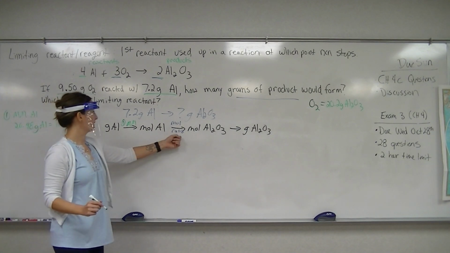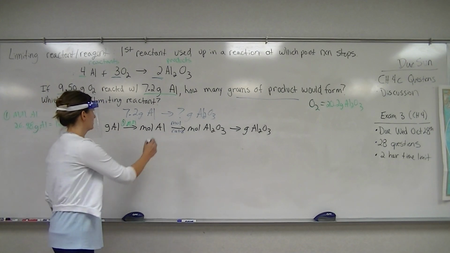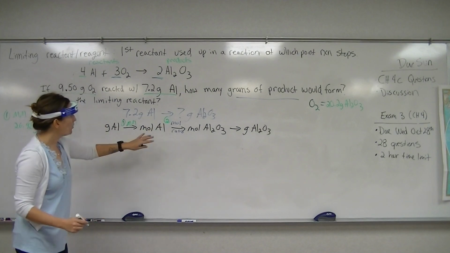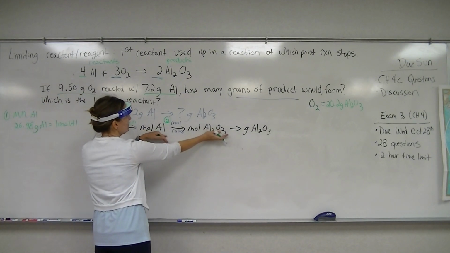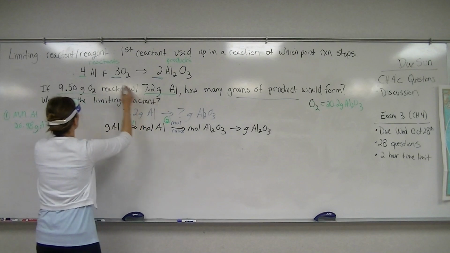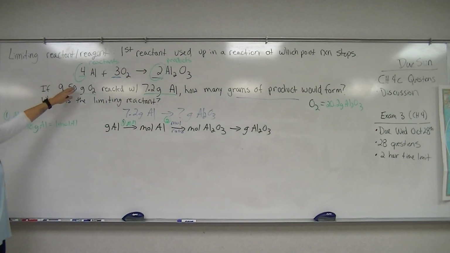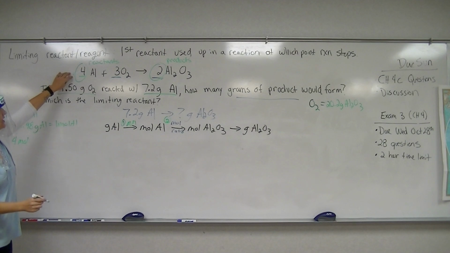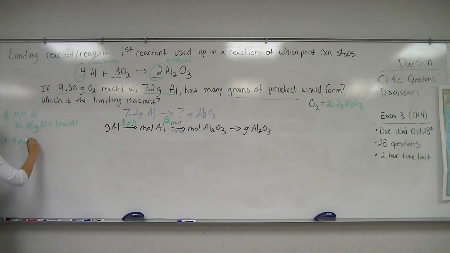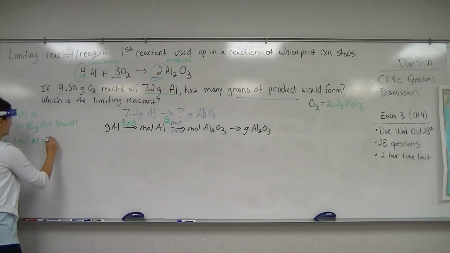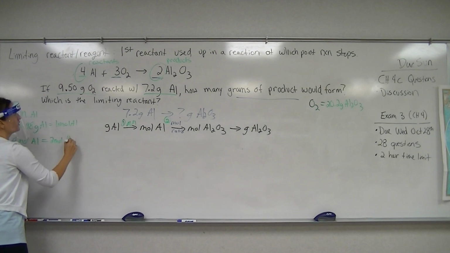For the next step, the mole ratio, step 2, now we're looking at the coefficients between aluminum and aluminum oxide. So these two. In this case, it's a 4:2. So step 2 says that 4 moles, because that's what the coefficient stands for, is moles, of aluminum is going to produce 2 moles of aluminum oxide.